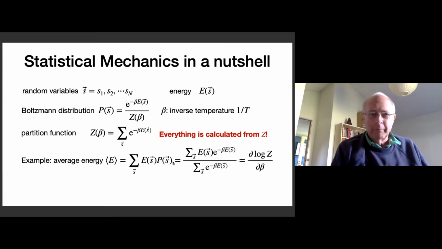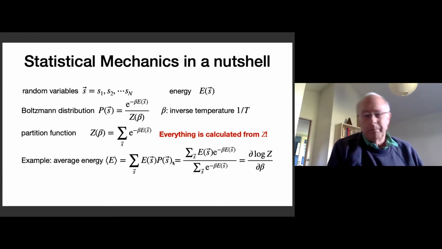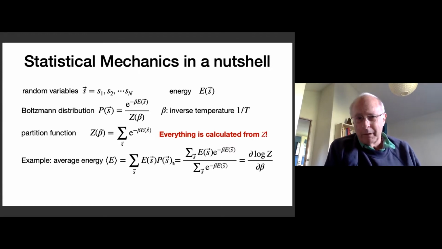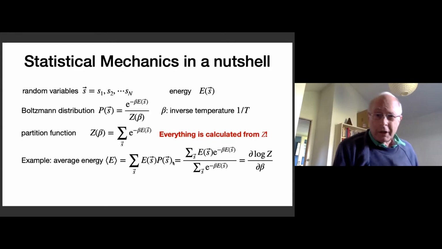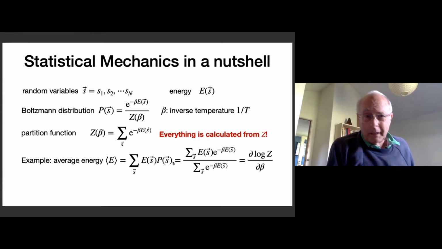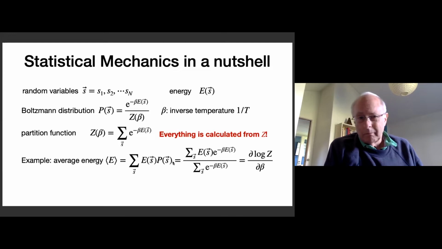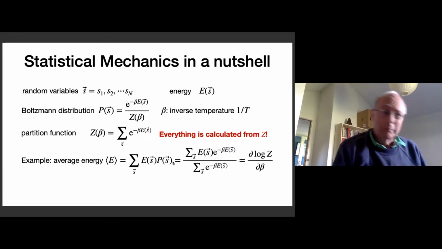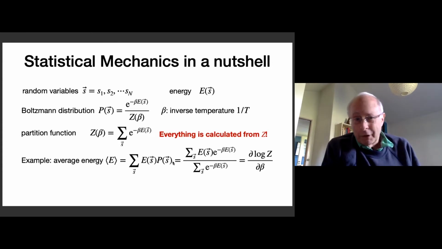So first of all, statistical mechanics in a nutshell. Suppose we have some set of random variables, S1, S2, etc., n of them. And when I mean the whole set of them, I'll indicate it as a vector S. And there's some function we call the energy, which is a function of those variables. Okay. And the basic place you start with in statistical mechanics, usually, although you can get even more basic, but I won't do that here, is the Boltzmann distribution, which says that the distribution of these variables is an exponential distribution of this energy.